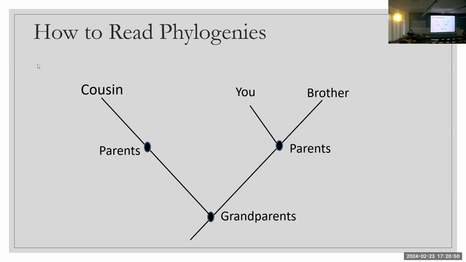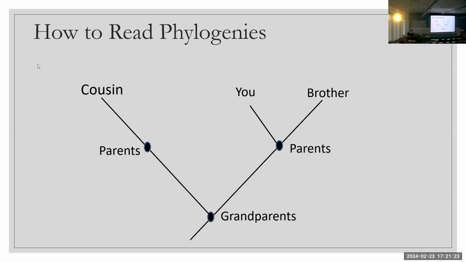Your parents, right? On these diagrams, where you come to this point here, this is called a node. That's an ancestor, and everything past it is their descendants. Who is the most recent common ancestor between you and your brother? Your parents, right? How about between you and your cousin? Grandparents, right?